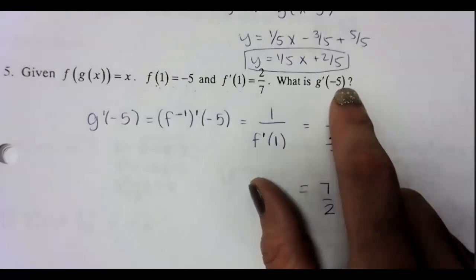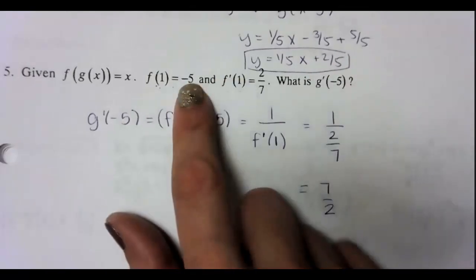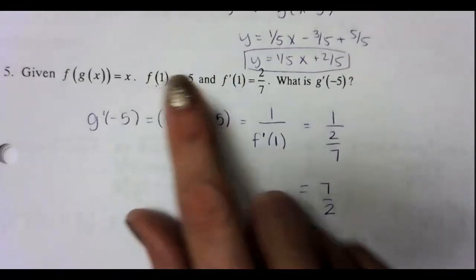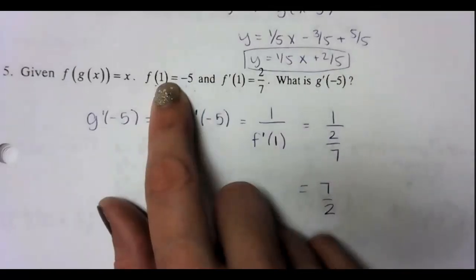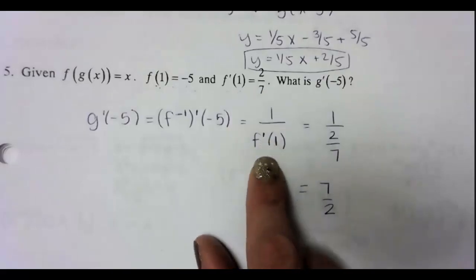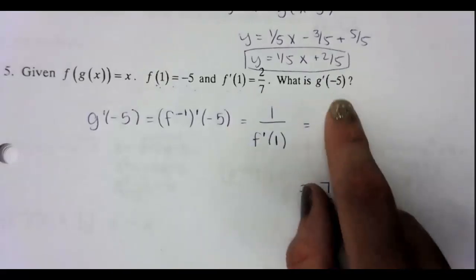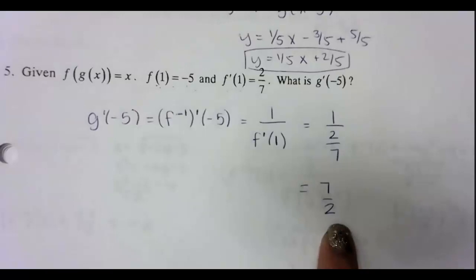So what is g prime of -5? Well, that's like the y value of f. So that's like 1 over f prime of its x value, which is 1. So that's where you get 1 over f prime of 1, or 1 over 2/7, which is 7/2. All starting to come together a little bit better.